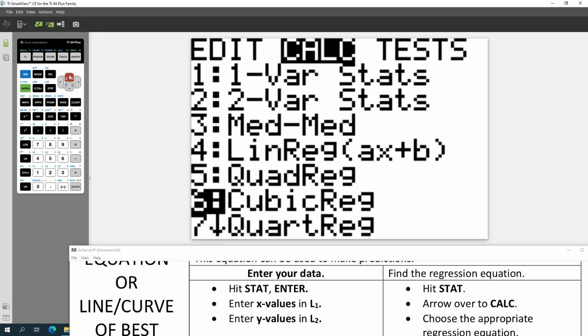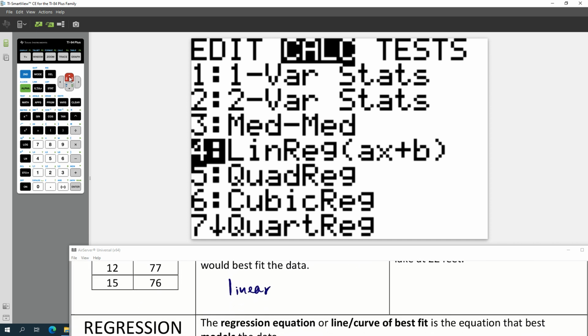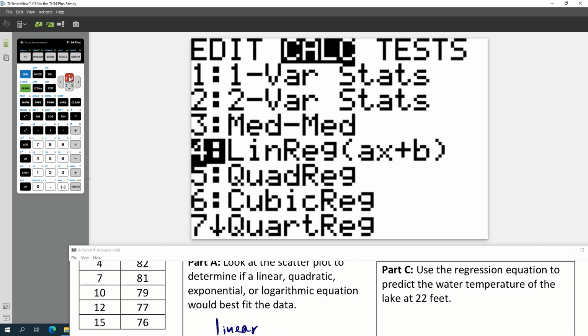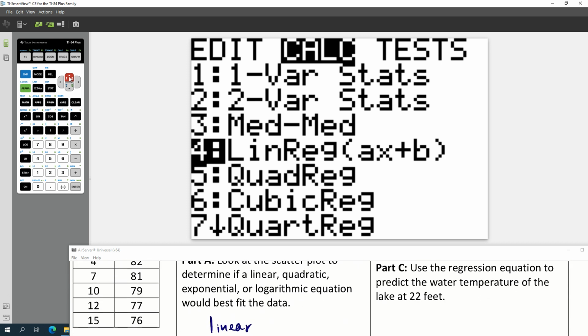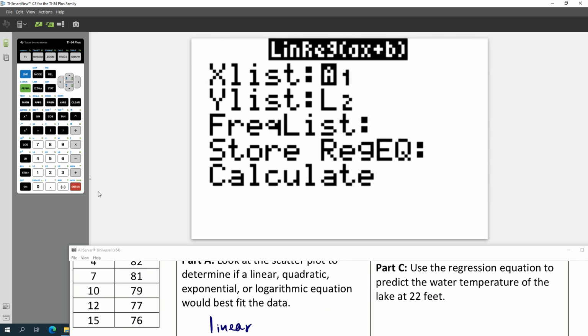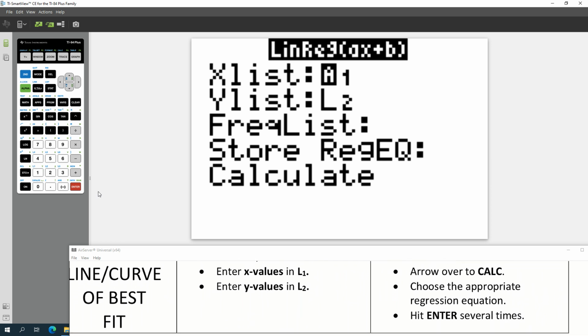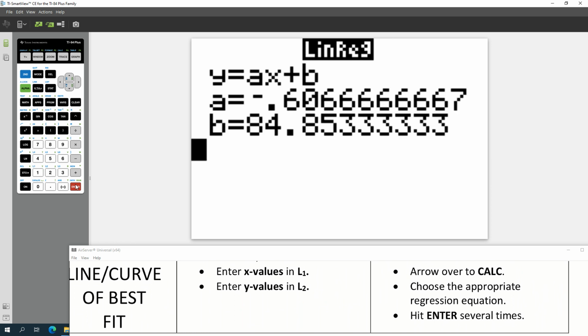But if we want the best fit for the one we just said, that was linear, we're actually going to choose number 4. I'll write that down in just a second. So we're going to choose number 4 for a linear regression. All right, so we chose the appropriate one. Now we're going to hit enter several times. So just keep hitting enter till something different pops up. There it is.